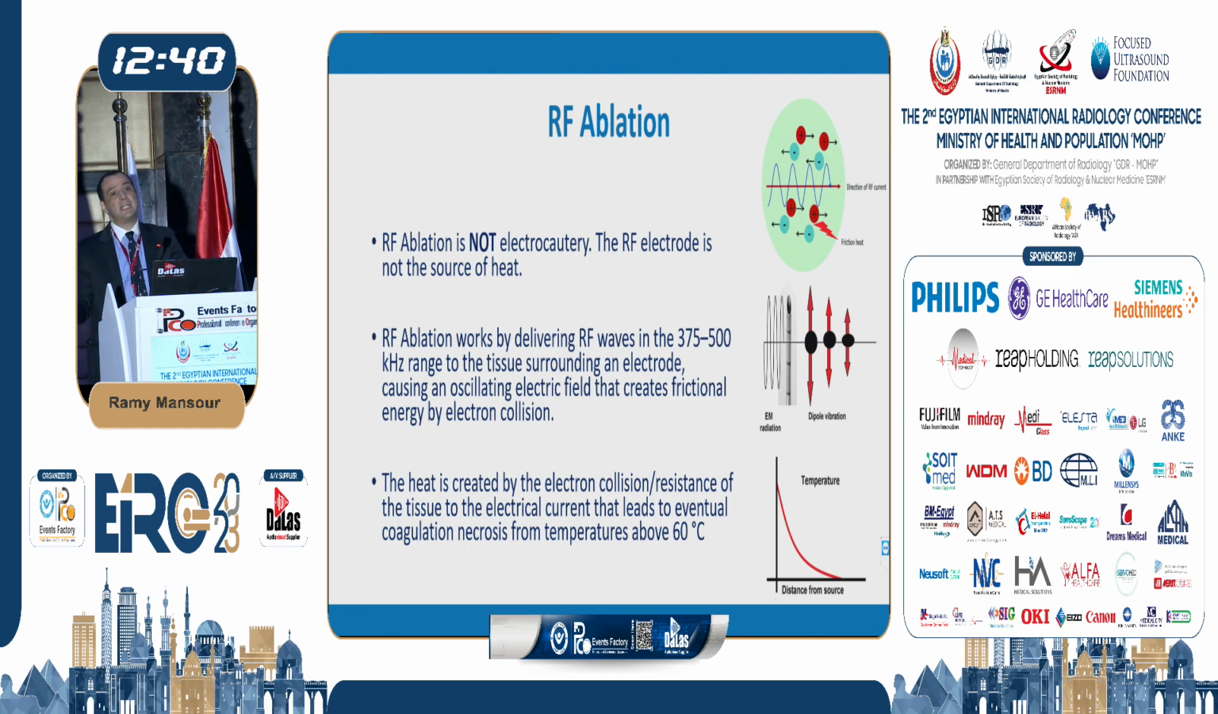So what happens when you put the electrode is that the nearby or adjacent nerves or soft tissue will start to oscillate and produce this heat. And as you can see from the graph on the right side, the heat drops significantly as we move away from the tip of the electrode. So the target has to be as close as possible to the electrode.